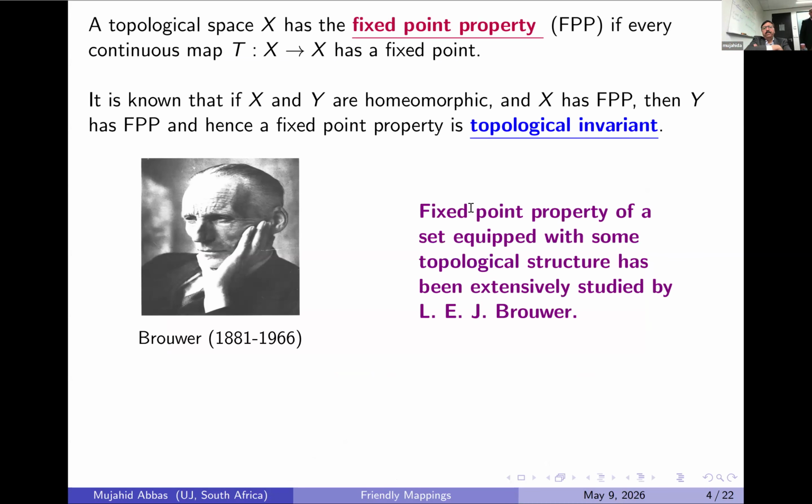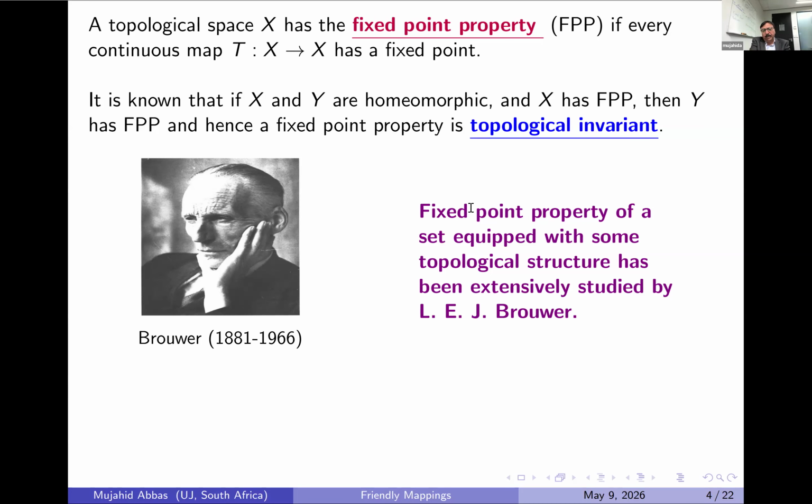A topological space has a fixed point property if every continuous map, which is a self map on X, has a fixed point.